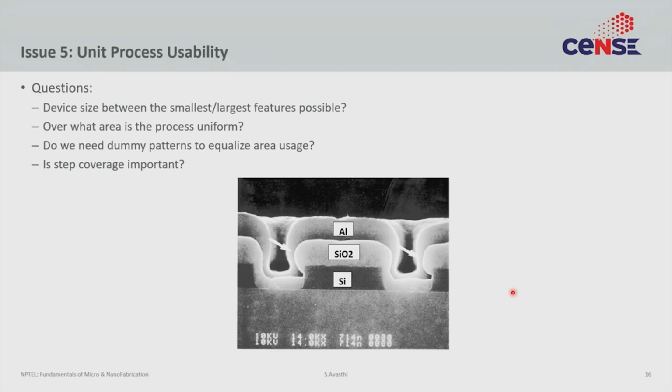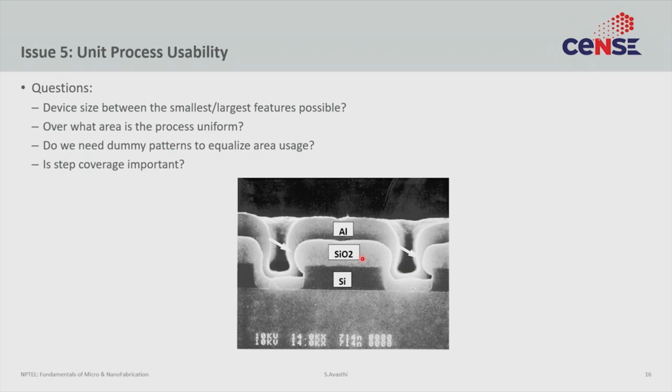So here's an example, right? Here's your silicon. It has been coated with silicon dioxide and then coated with aluminum. Now, inherent in this device design was the assumption that the silicon dioxide that is being deposited is conformal.